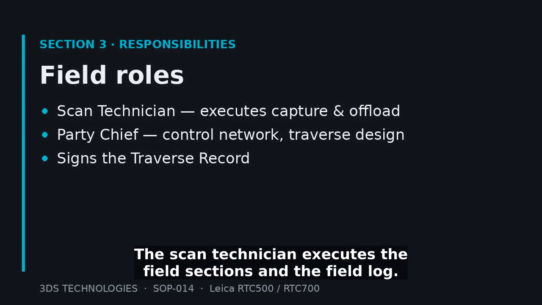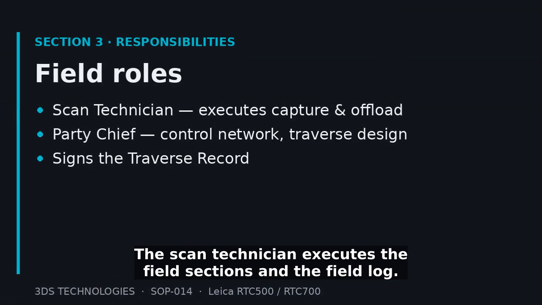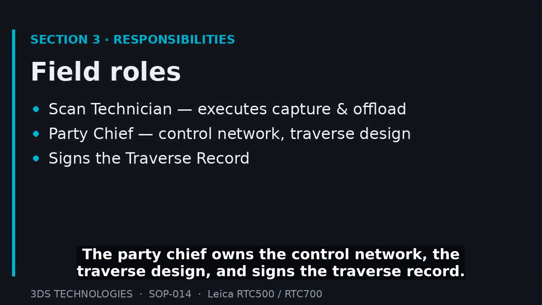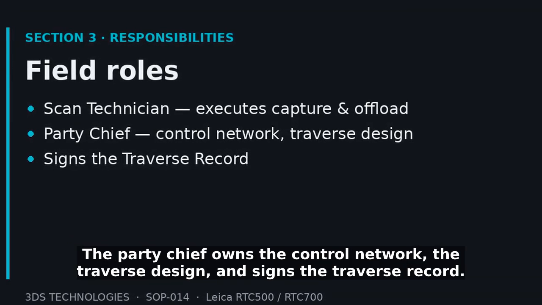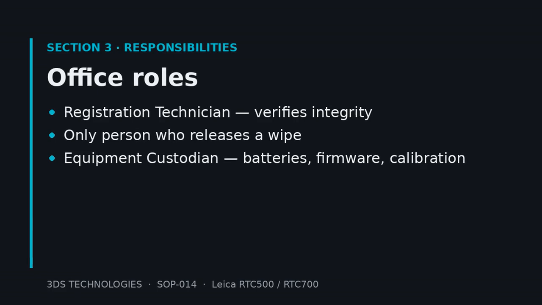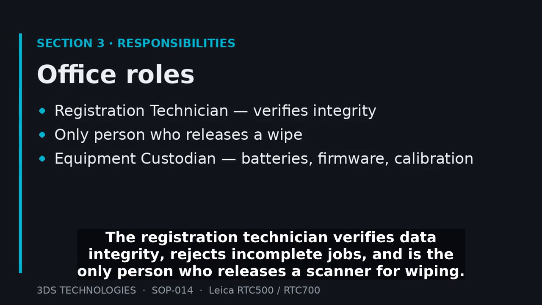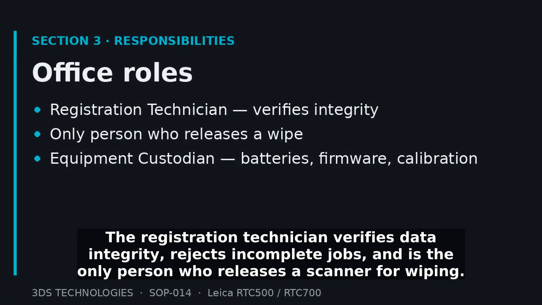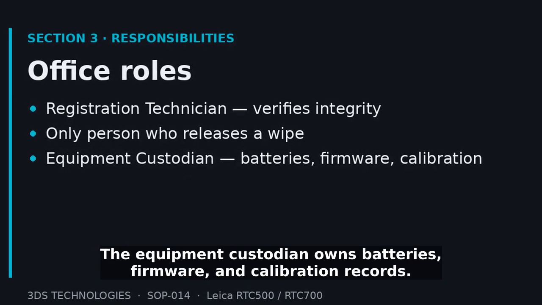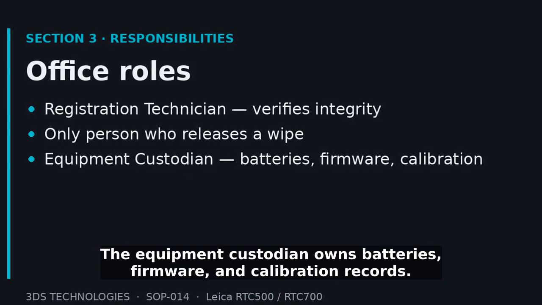Every job has defined roles. The scan technician executes the field sections and the field log. The party chief owns the control network, the traverse design, and signs the traverse record. The registration technician verifies data integrity, rejects incomplete jobs, and is the only person who releases a scanner for wiping. The equipment custodian owns batteries, firmware.